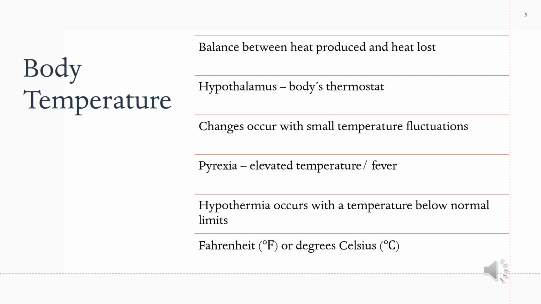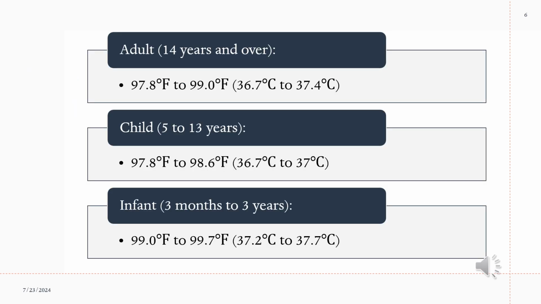Temperature is often recorded in Fahrenheit or Celsius. In the United States, we typically measure temperature in Fahrenheit. When discussing average temperature rates, they are broken down into infant, which is categorized ages 3 months to 3 years, children, which is ages 5 to 13 years, and adults, which is 14 years and older.